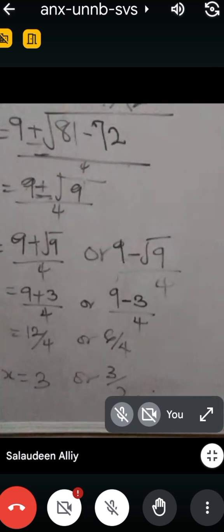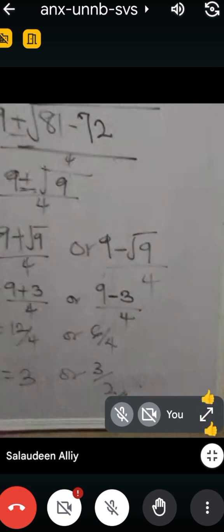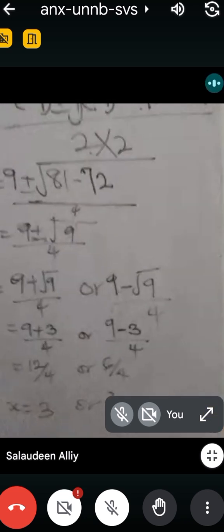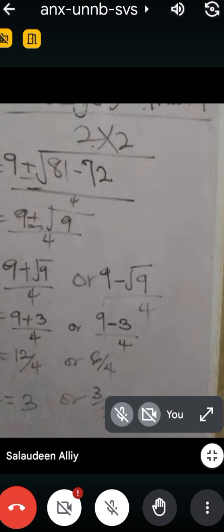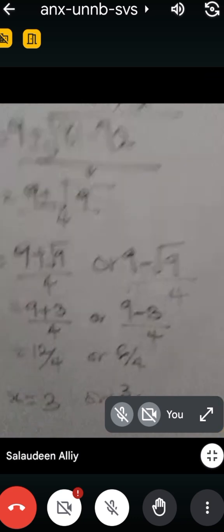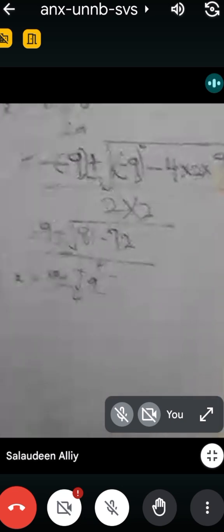So how did you get 3? 12 divided by 4. I will go back. This is over 4 now, a simple fraction. This is over 4, it is the fraction.